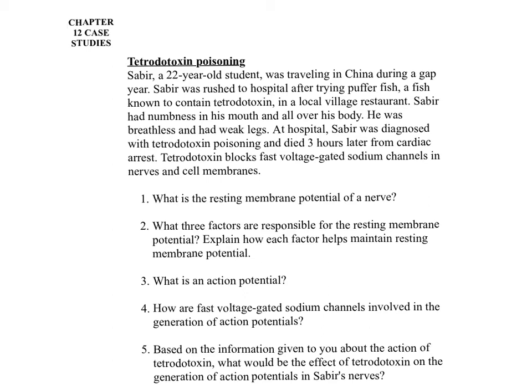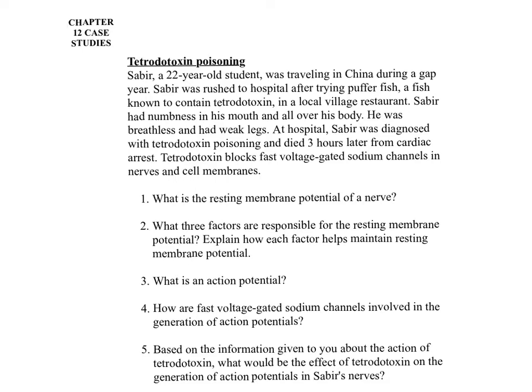Hello, today we're going to look at the Chapter 12 case studies, and we're going to start with the Tetrodotoxin Poisoning. So it talks about Sabir, a 22-year-old student traveling to China. He was rushed to the hospital after trying a new fish called puffer fish, and this fish contained the poison tetrodotoxin. So he had numbness in his mouth and all over his body. He was breathless. He had weak legs. He was diagnosed with poisoning, and he died 3 hours later from cardiac arrest.